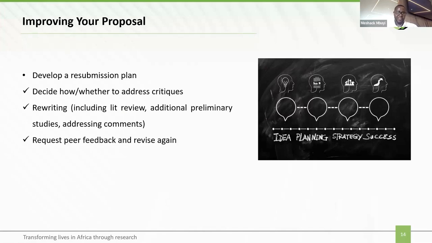You need to request peer feedback and revise again. Peer feedback is where you go to other co-investigators or other researchers, you request their feedback, ask them to review the comments against your proposal, and ask them for feedback on how you can address some of those things.